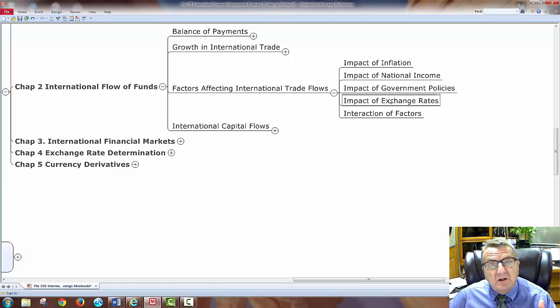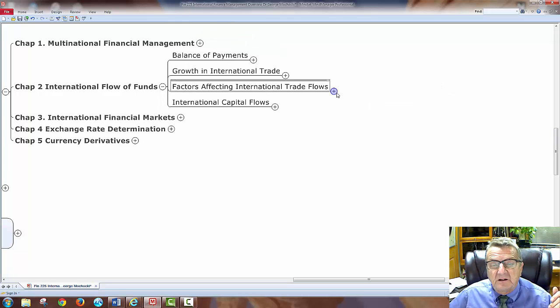Impact of exchange rate. What's my dollar worth? When do I bring the dollars back home, and when do I leave them to invest? Which one gives me a higher return? Right now the interest rates are going up. Okay, so now I can maybe invest back into the stocks and bonds here in the United States. When they were low, it wasn't worth it. Okay, interaction factors, and how we interact.